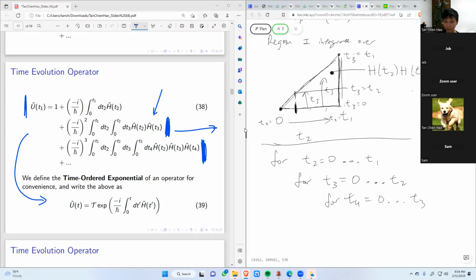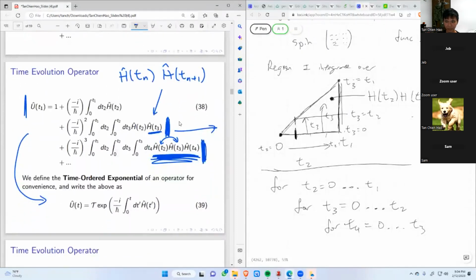So what does this expansion guarantee? I cannot commute these because they are operators. They are matrices, and matrices cannot be commuted, so their order must stay the same. What we see is that every time we have two H's, at Tn and Tn plus 1, it's always guaranteed that because these are matrices, they cannot switch their order. And because of the way I expanded it, they must stay in this order.